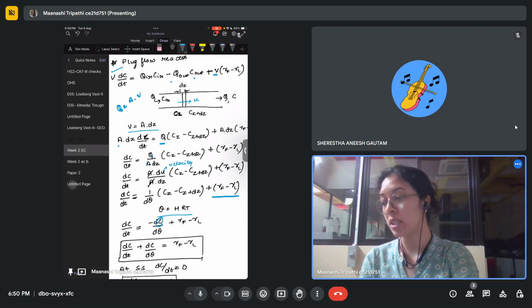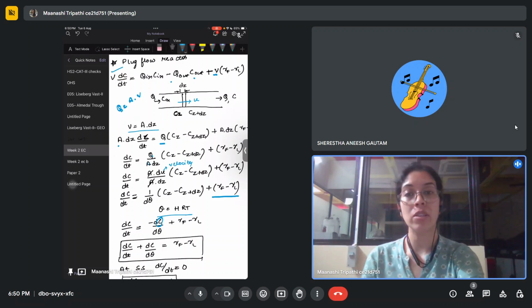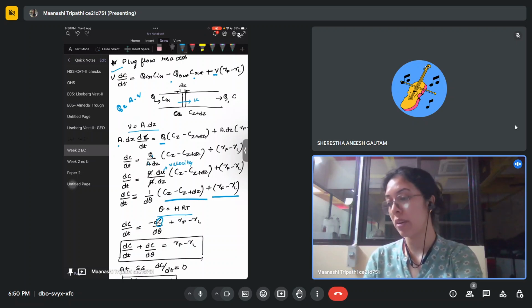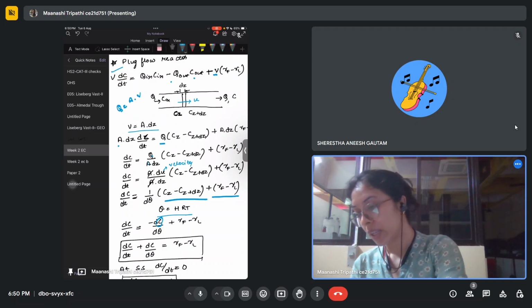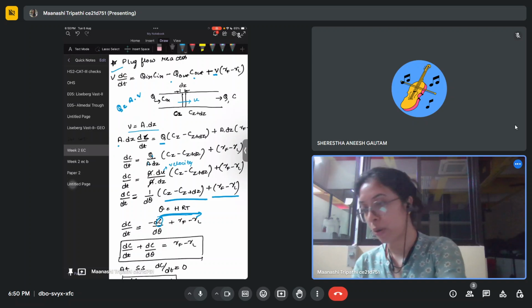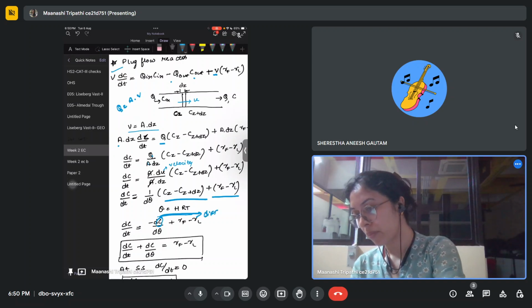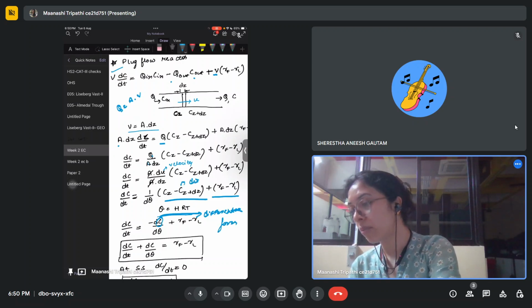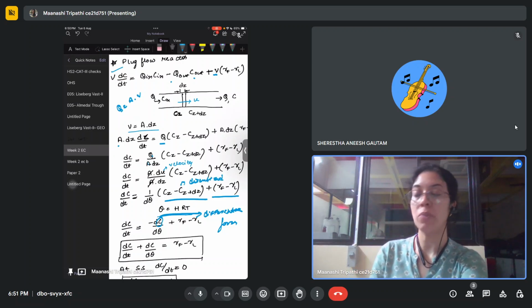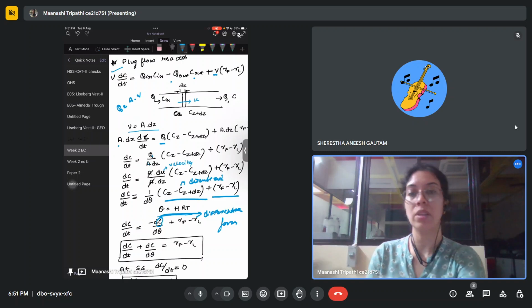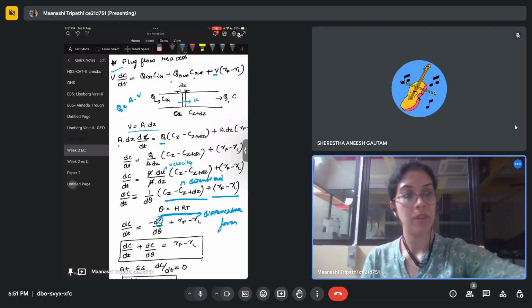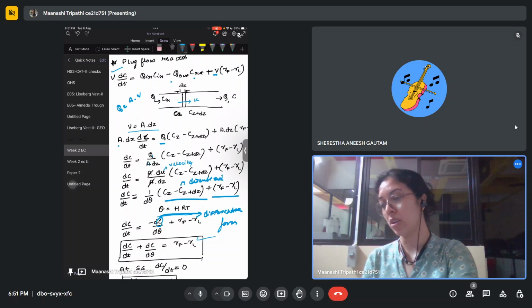How did this dc come? The change in concentration in the differential unit can be written as dc. This form is called differential form, and this form is called discretized form. So this discretized form is written in terms of differential form. So this is the equation that we got.